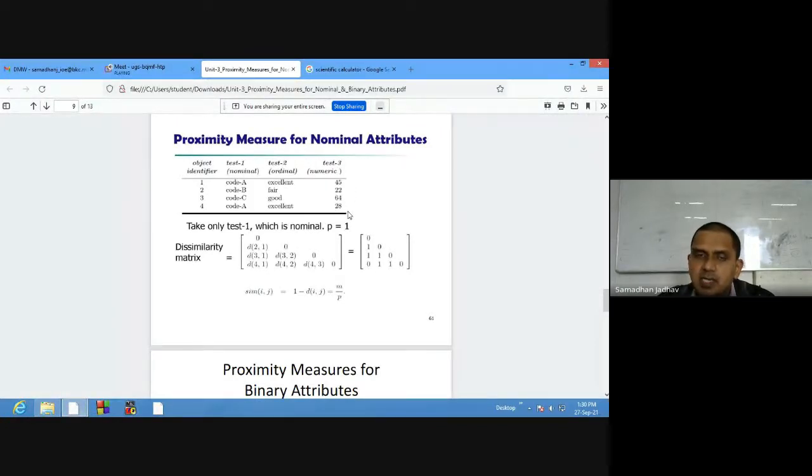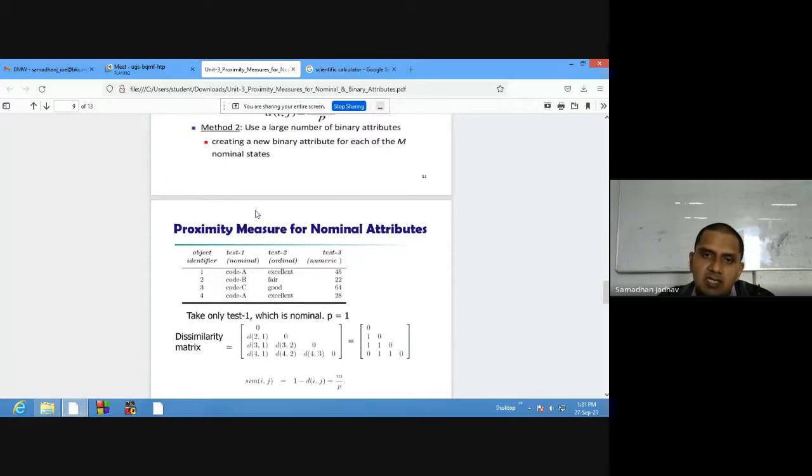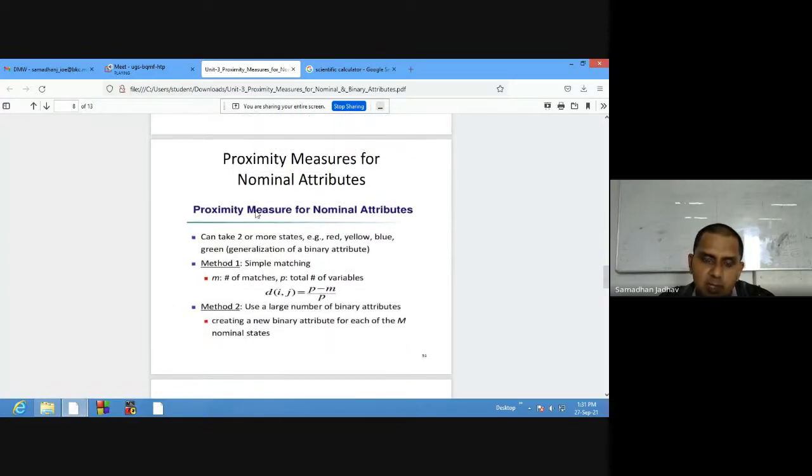Okay, so what do we have to do? For these four objects, object 1, 2, 3, 4, we have to find the similarity or dissimilarity only for nominal attributes, using the nominal attribute. So how many nominal attributes are there? Only one nominal attribute is there. So what is the formula? So here is the formula.